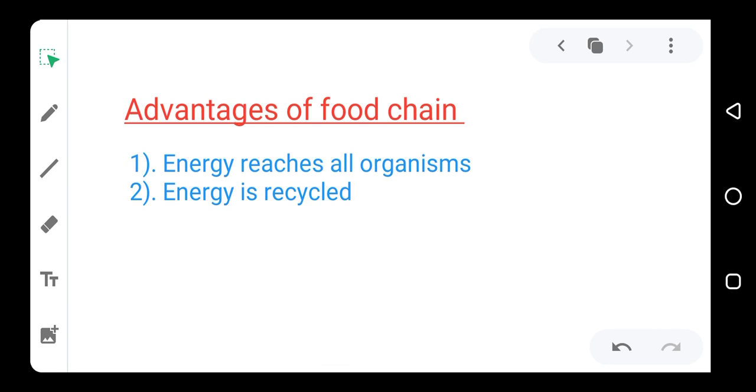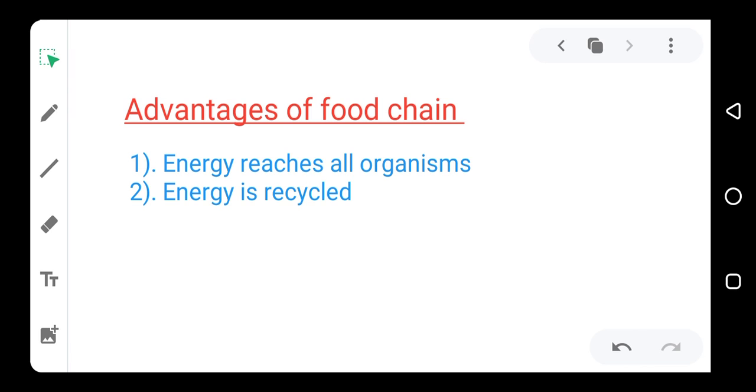Now, the advantages of a food chain: number one is that it helps food or energy to reach all the organisms in the ecosystem, and number two is that it helps to recycle energy. First, it helps energy to reach all the organisms in an ecosystem. Take for instance a plant that we cannot eat but that contains energy. Through the food chain, another organism can eat it and get the energy, and indirectly we eat that organism, and so the energy gets to us.